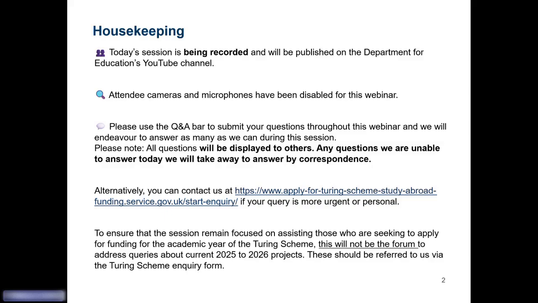To ensure that the session remains focused on assisting those who are seeking to apply for funding for the academic year of the Turing Scheme for 26-27, this isn't a forum for any queries about current live projects for 25-26 or earlier years. Anything about those should be referred to us through the Turing Scheme inquiry form, and our help desk will deal with them.